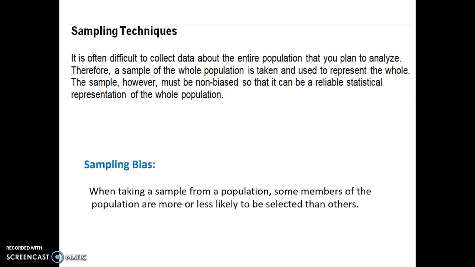So sampling bias. If we do bad sampling, we can end up with bias. Sampling bias is when, taking a sample from a population, some members of the population are more or less likely to be selected than others. That is where we see sampling bias. For example, again, you're trying to take a sample to represent the whole United States, but somehow your sample ends up having mostly Californians in it. That would be a biased sample. So how do we avoid sample bias? Well, there are different techniques. Let's take a look.